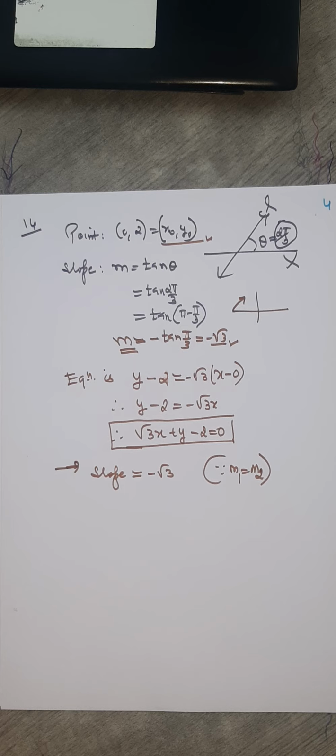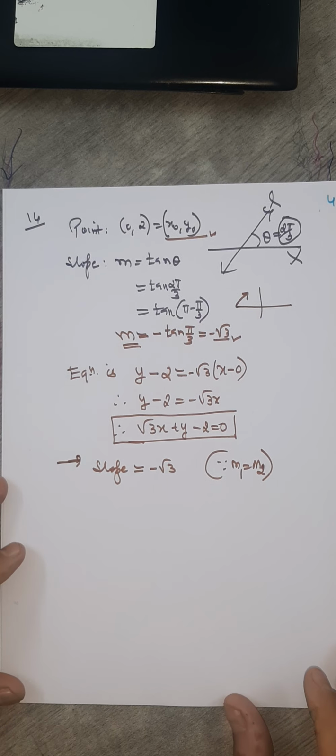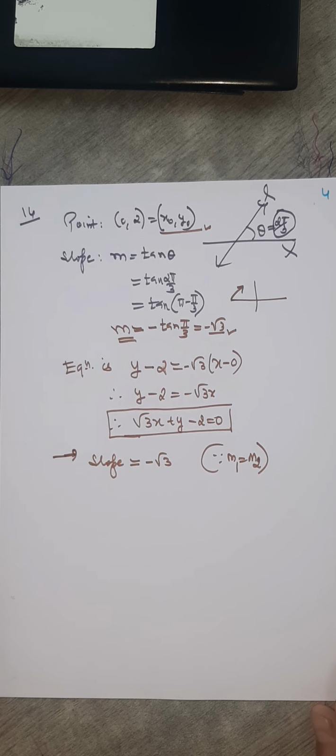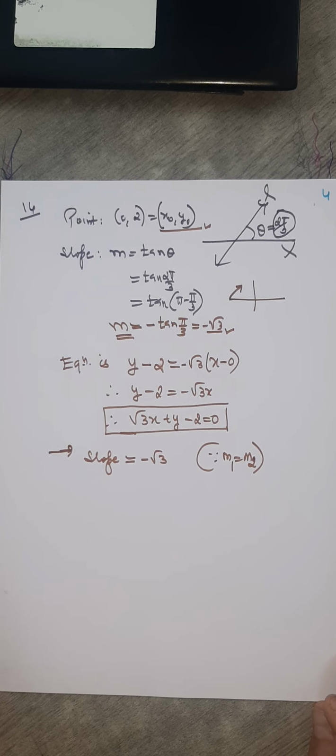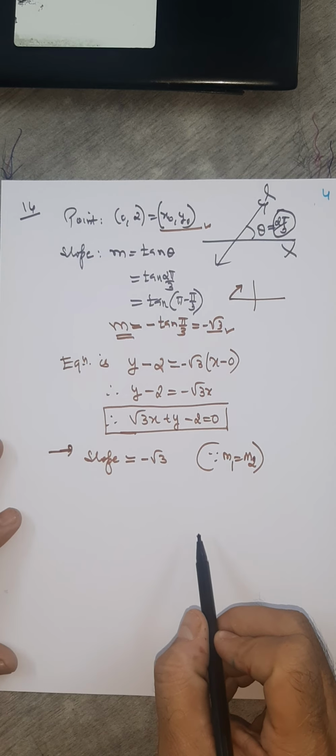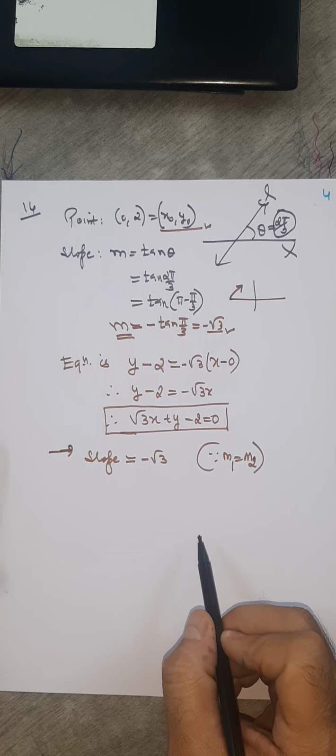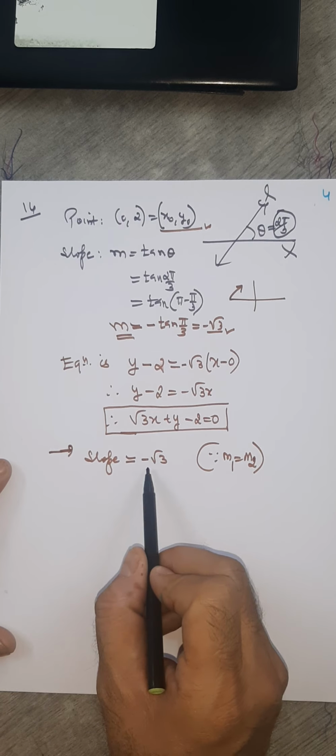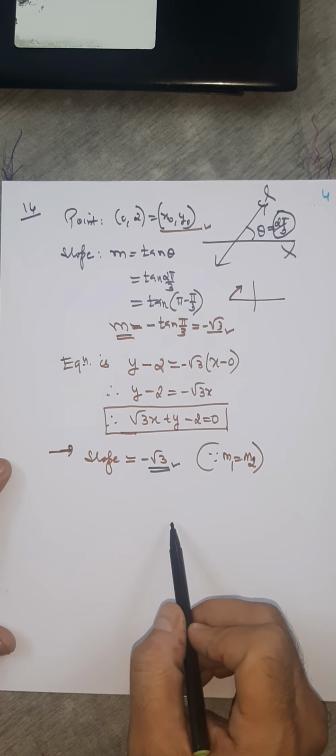Now this should be clear to you. Remember, you did around 12-13 questions. You must have command over the theory of this chapter. Remember, you cannot ignore the theory. If you ignore theory, you cannot solve the sums here. The slope should be the same, m1 equals m2.